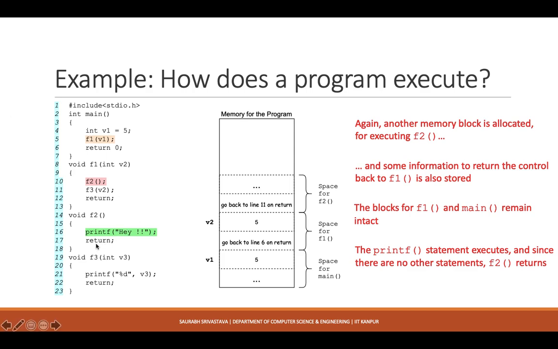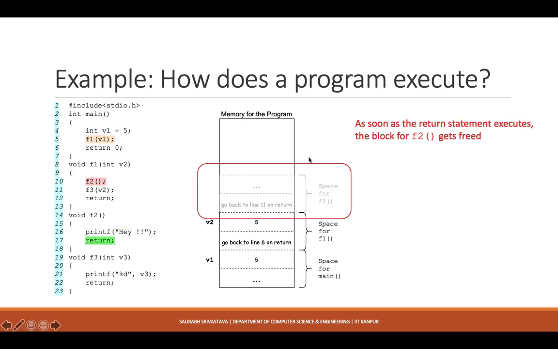And by the way, writing these return statements is not really necessary. If I did not write this, it would have returned automatically, but I just wrote it so that I can discuss it explicitly: whenever the control reaches here, what I'm trying to say is that now this function is returning, this function's job is done, it's over.